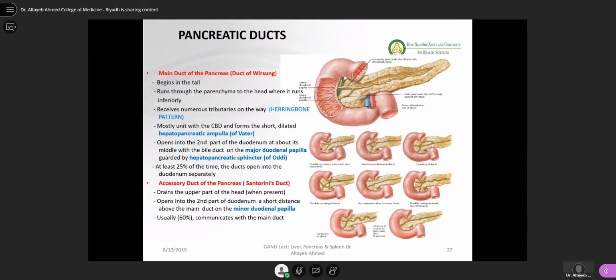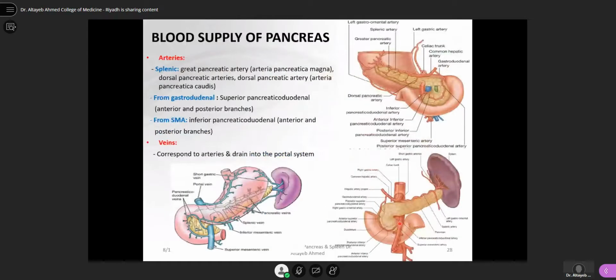Here we have a double accessory duct, for example. Here we have anastomosis between the major and minor pancreatic ducts. Here we have double main pancreatic ducts, and here we have no connection between the major and minor. Here we have a loop or crossing ducts. Here we have a tortuous pancreatic duct. Here we have absence of the accessory pancreatic duct. So all of these you may be exposed to in clinical practice.